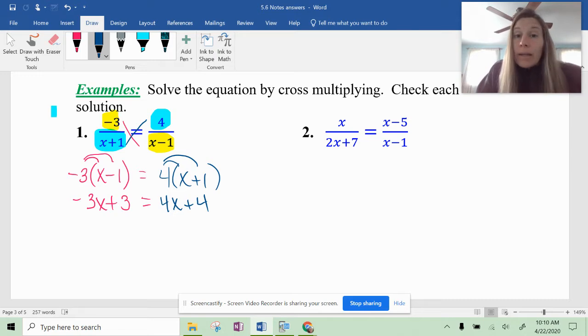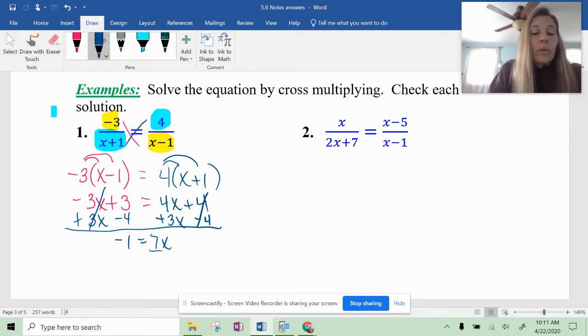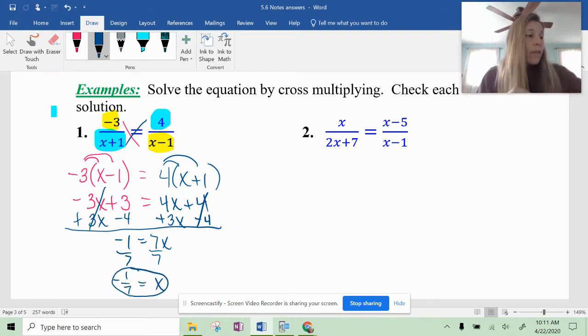Then we want to start combining like terms because we have x's that we want to get together. So I'm going to add my 3x over to the right-hand side, subtract my 4. So I'm going to end up with negative 1 equals 7x. And then when I divide, I'm going to get x equals negative 1/7. So it's going to look like that.